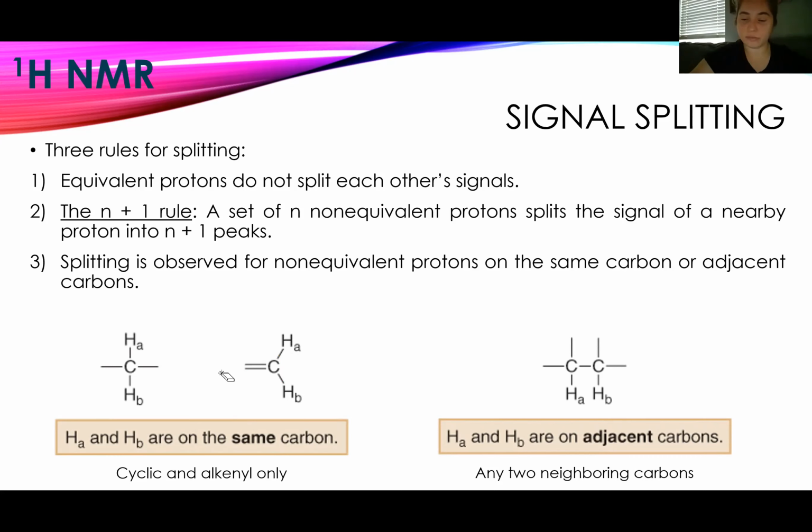When HA and HB are on adjacent carbons, if they are not identical, they're going to split each other. So the most common splitting that you'll see is this neighboring carbon scenario, but occasionally we'll look at some trickier examples with protons on the same carbon.